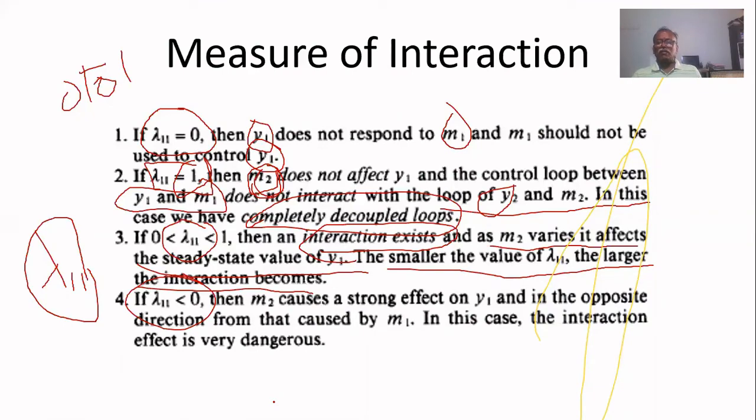Feed is another flow rate, m2. If feed flow rate increases, what will happen? Feed flow rate increases, then temperature will decrease. As temperature increases, in that example, what will happen to composition? Composition decreases, then feed flow rate will decrease, then temperature will increase. So like that, the effect will be in the opposite way if lambda 1 1 is less than 0. In that case, the interaction effect is very dangerous if lambda values are negative.